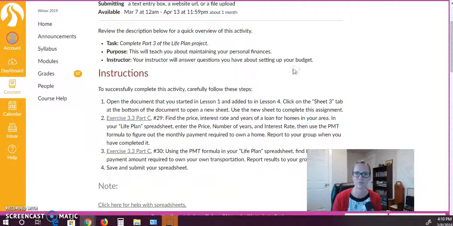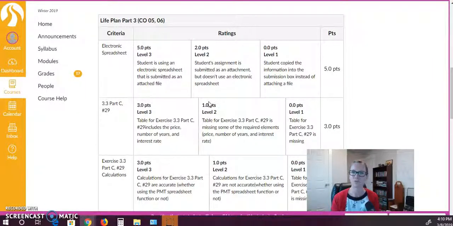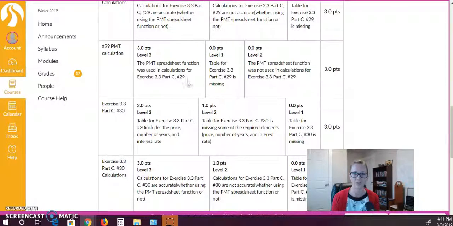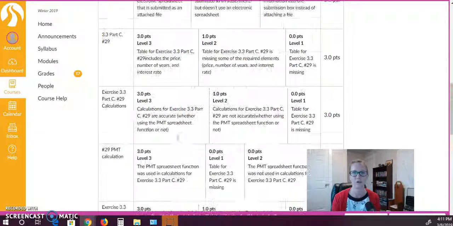So let's look at the rubric going along with this, things I'll be looking for when I do the grading. Make sure it is an electronic spreadsheet. You should have a table for each of these, a table that includes price, number of years, and the interest rate. Each of those I'll be looking for on the home and also on whatever car, truck, or other transportation you're doing in number 30. We need those things in a table.